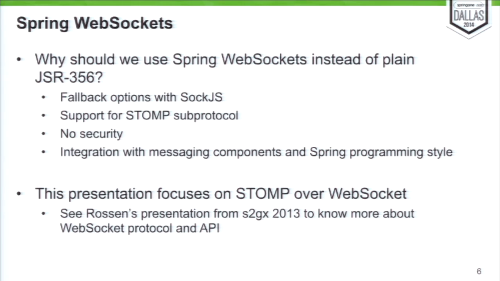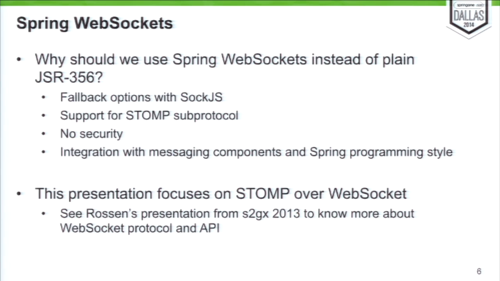So this presentation is focusing on Spring WebSockets, on how Spring adds support on the WebSocket layer. So we have the JSR, which is basically the Java API for WebSockets, JSR 356. So why should we use Spring WebSockets instead of the plain JSR? Spring WebSockets adds several things on top of the JSR. Of course, it's built on top of the JSR, but it provides support for SockJS.